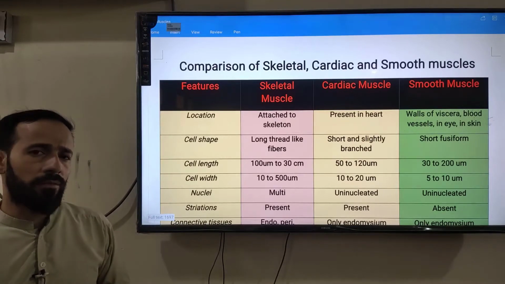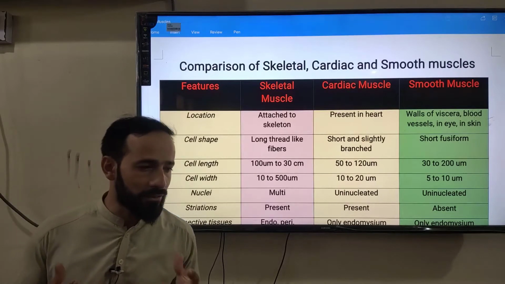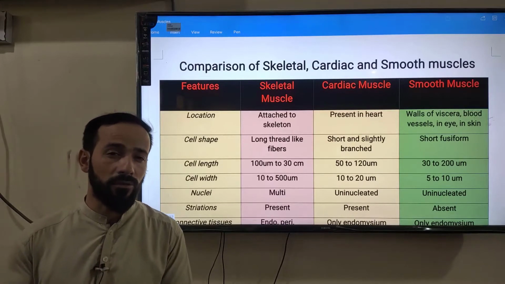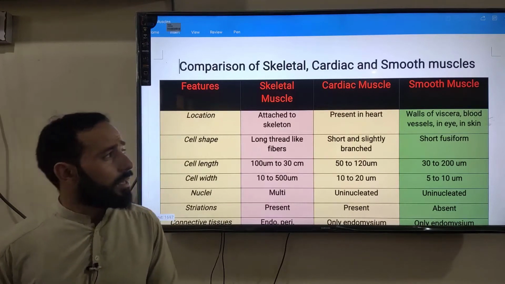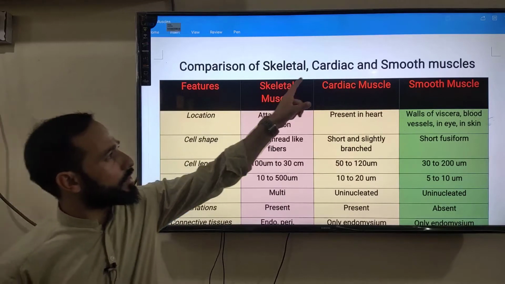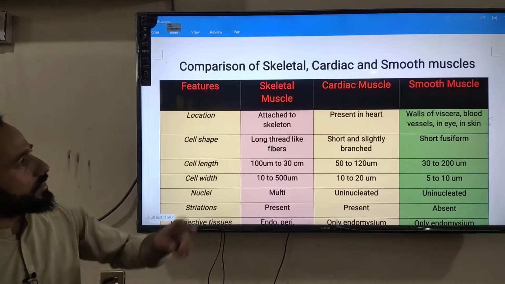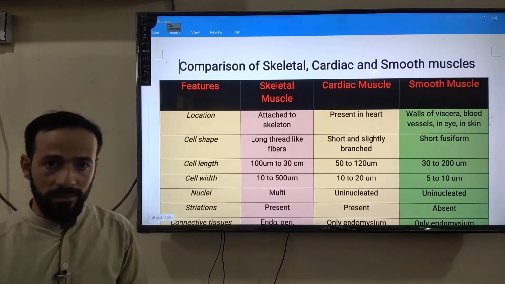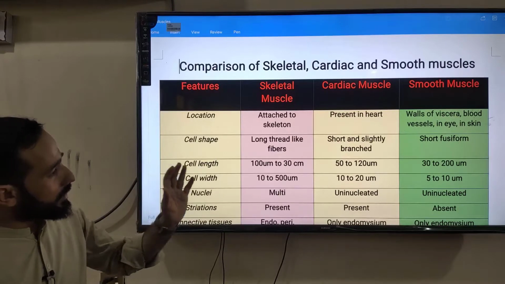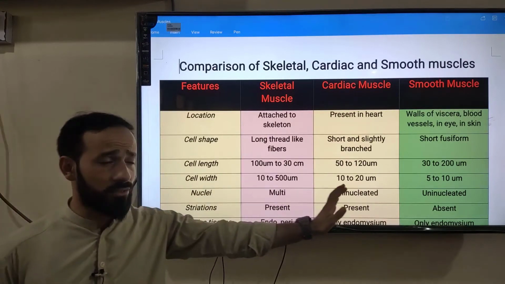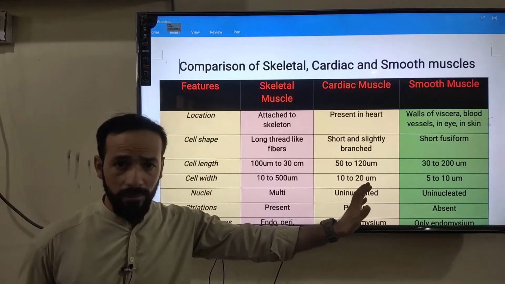In our body, we have some tissues which contain the elastic fibers, the actin and myosin filaments. Those are called muscles, and in our body we have three types of muscles: the skeletal muscles, the cardiac muscles, and the smooth muscles. Now let's compare the properties of all three muscles.